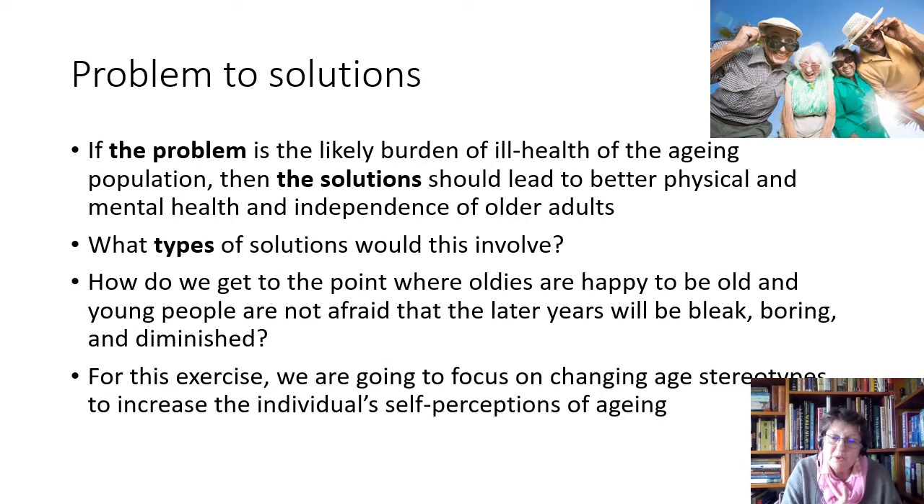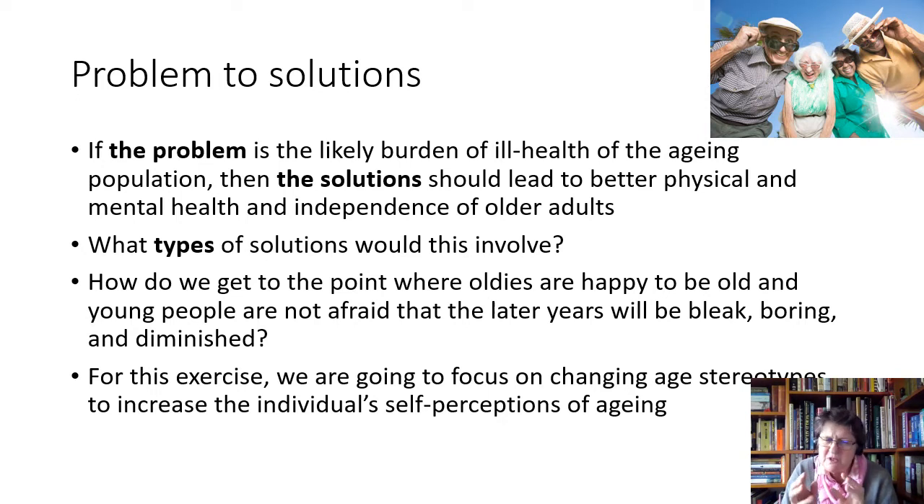So if we're talking about we have a problem and we think there's a problem, how are we going to get from problems to solutions? So if we think that all oldies are going to be ill, then the solution should lead to better physical and mental health and independence of older adults. Because let's face it, if they live in their own homes, then you don't have the problems of how do you provide an aged care system that's not so demeaning. We want them to be independent and well, as well as possible.